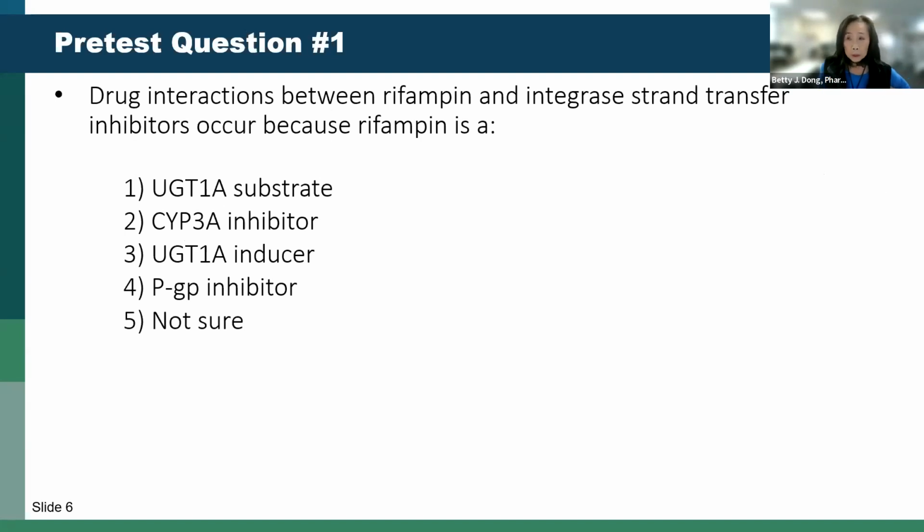Drug interactions between rifampin and integrase strand transfer inhibitors occur because rifampin is a UGT1A substrate, CYP3A4 inhibitor, UGT1A inducer, PGP inhibitor, or you're not sure. Thank you for your responses.